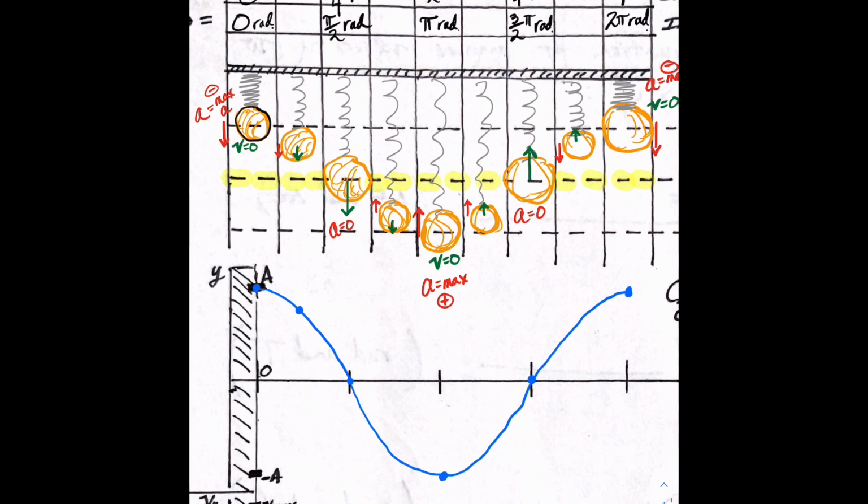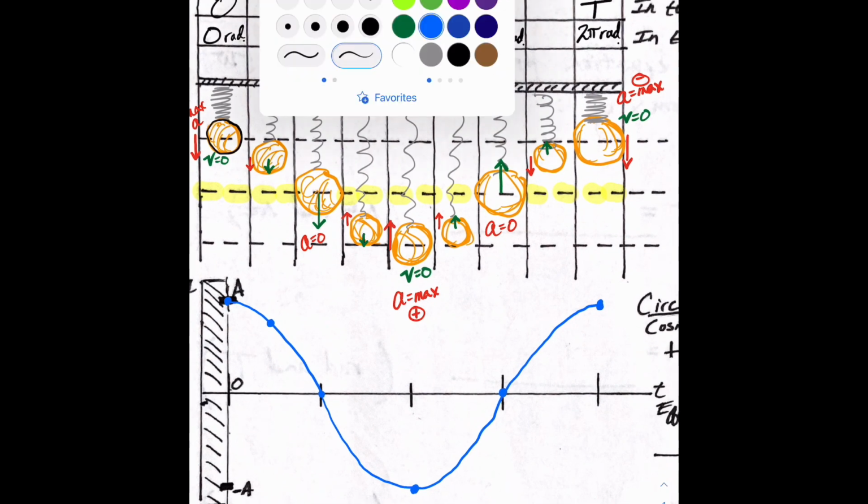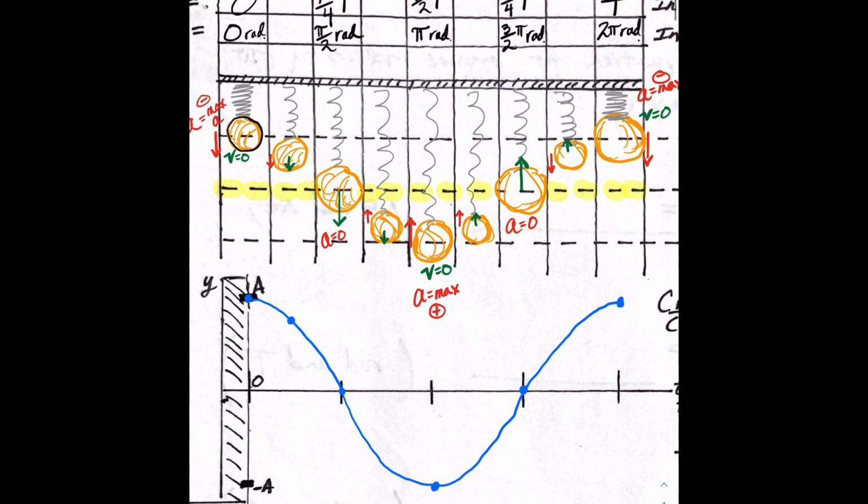So what we used there was that we called this time right here 1/4 the period. We called this time 1/2 the period. We called this time 3/4, my bad, 3/4 the period, and we called this time right here the period.